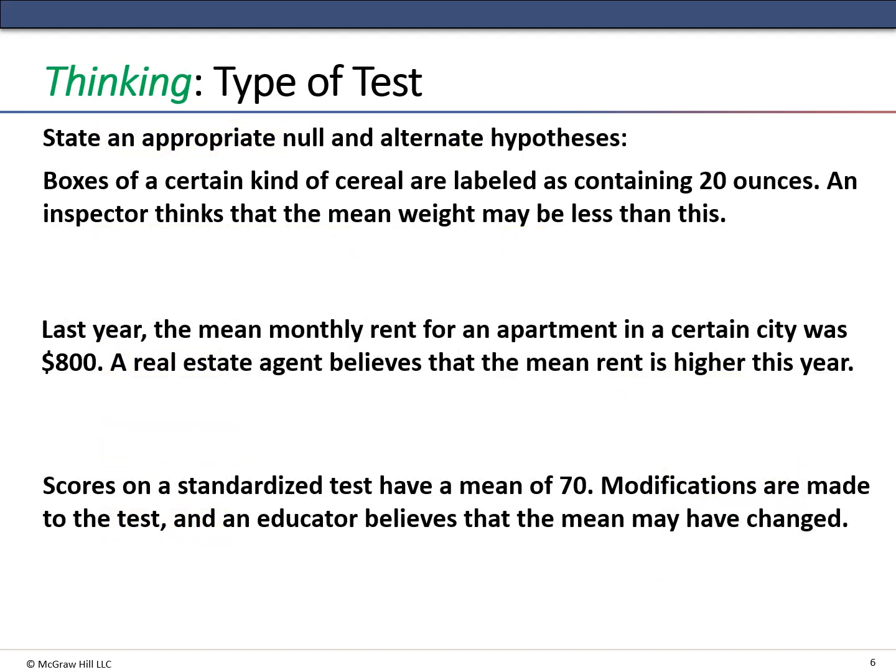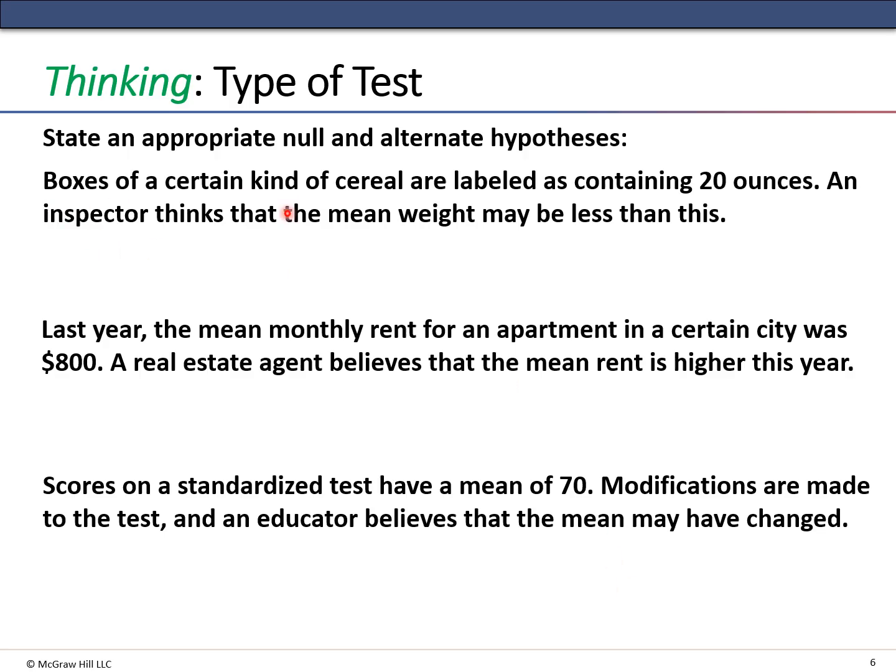See if you can state an appropriate null and alternative hypothesis for these three. Hit pause and try this. I'll go through the first one now, and then again, hit pause and try these. They're pretty straightforward, but it's good practice. We've got a couple screens of this.